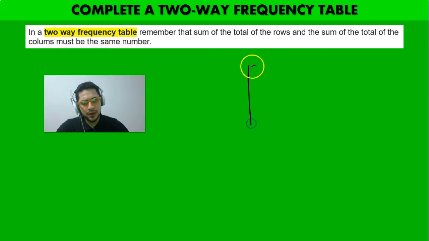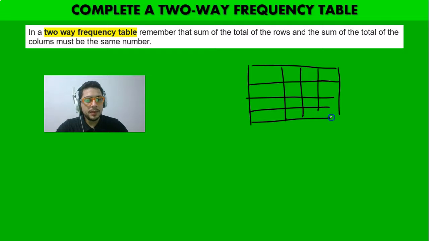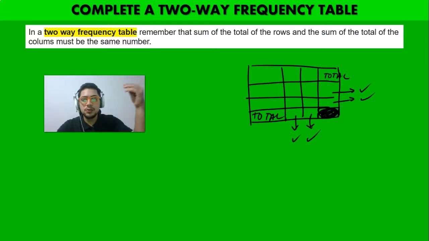So if you have a two-way frequency table, right, and you have the total and that other total here, you know that this space right here is going to be the sum of these two, but it also has to be the sum of these two. So the total that we're going to put on that blank space there is going to be actually the sum of both the rows and also the columns. So you have to remember that.